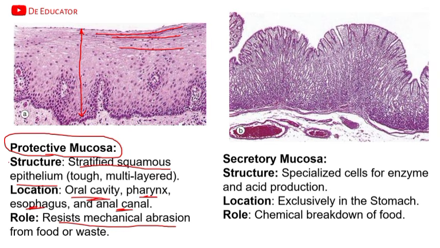The next mucosa we'll be looking at is the secretory mucosa. Structurally, it is made up of specialized cells for enzyme and acid production. Where are we going to find secretory mucosa? We find it exclusively in the stomach. So when you hear secretory, we find it in the stomach. It's made up of simple columnar epithelium. Please take note of that. And so the role is chemical breakdown of food.